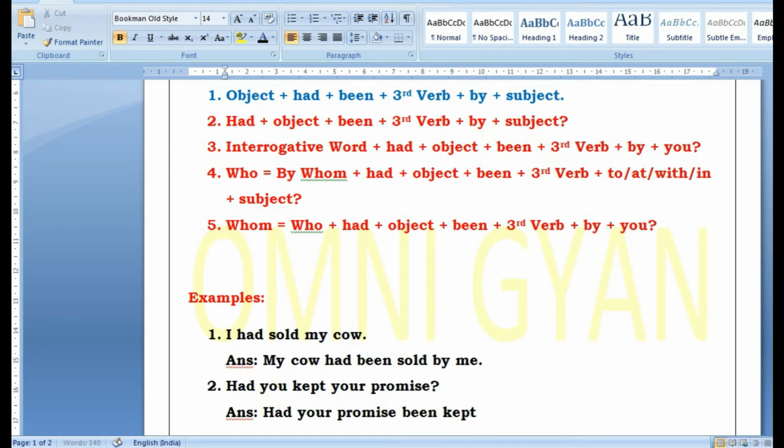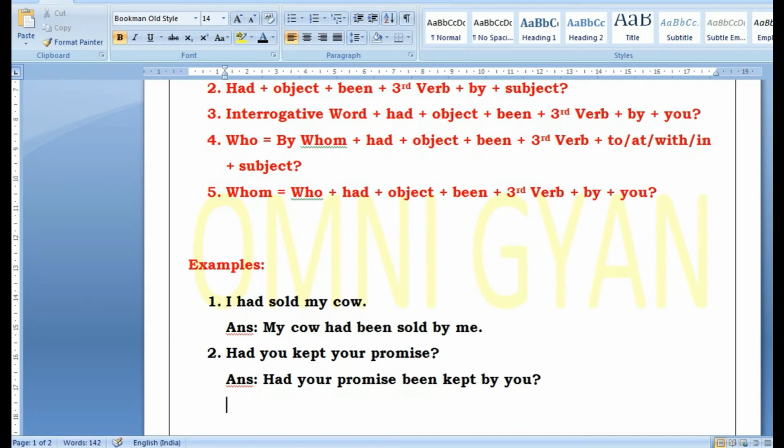Third form verb, I told you, you do not need to change. Kept. So had your promise been kept, and then by plus subject. The subject is you. You is doing the action of keeping the promise, and I told you the subject can be either a noun or a pronoun. In this case you is a pronoun, so you becomes the subject, and you is doing the action of keeping the promise.